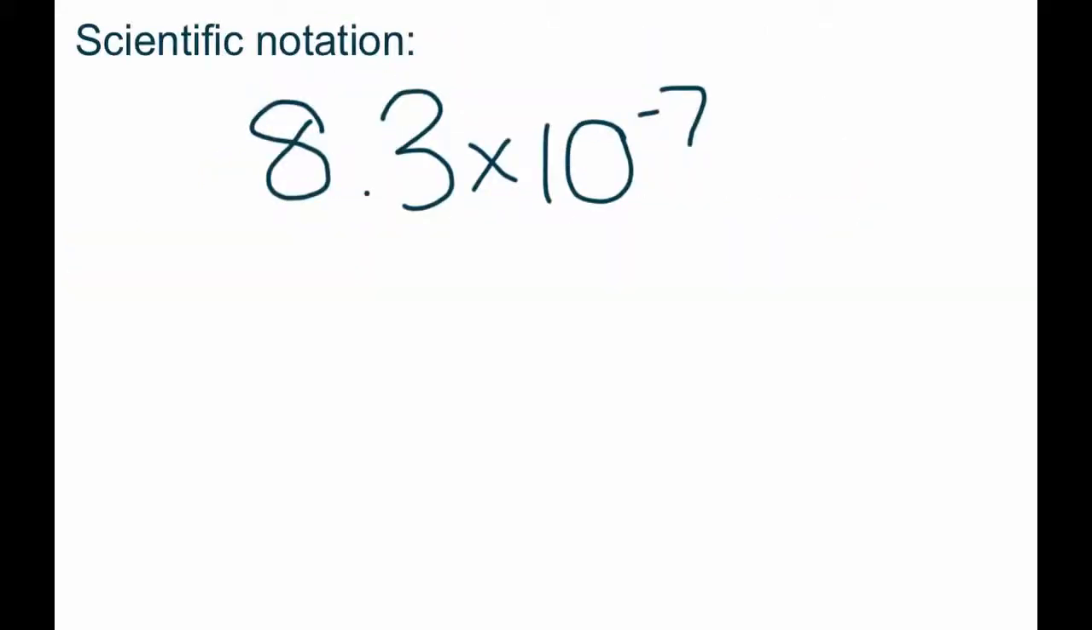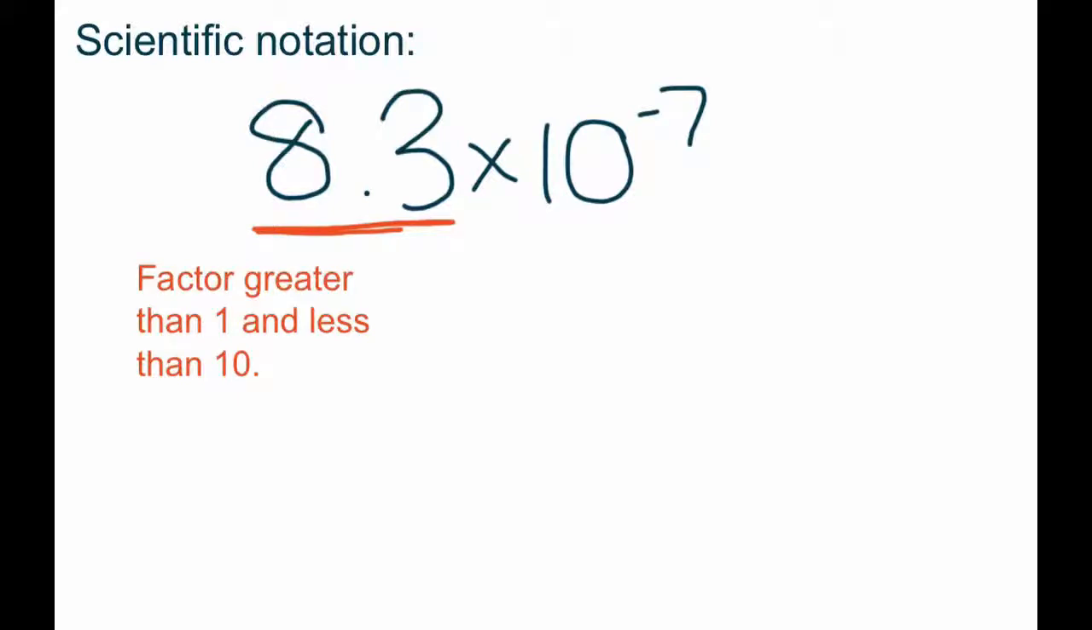Here we look at a number that is in scientific notation. This number is in scientific notation because it has a factor of 8.3, which is greater than 1 and less than 10. It must be greater than 1 and less than 10 in order for it to be considered in scientific notation. And 8.3 meets these requirements. This is also in scientific notation because it has an integer exponent. -7 is an integer exponent.